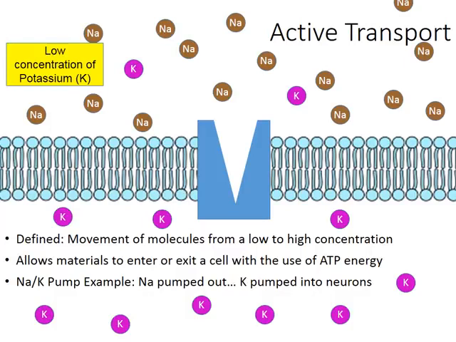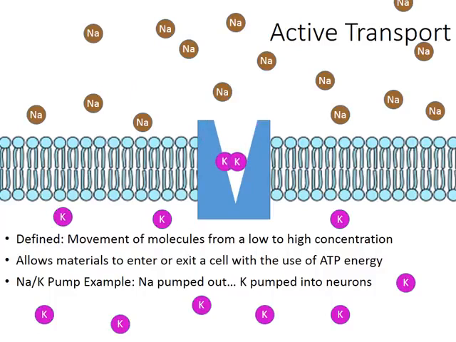Now I want you to focus your attention on the purple Ks, the purple potassiums. Notice how there's a lower concentration of potassium on top, and there's a greater concentration of potassium on the bottom. 2 potassiums at a time will load in the sodium-potassium pump, and it will change back to its original shape to draw the potassiums into the neuron. Great example of a pump that's designed to pump molecules from a low to high concentration with the use of ATP.